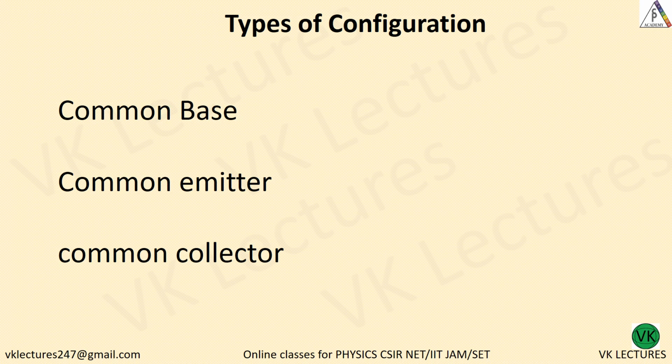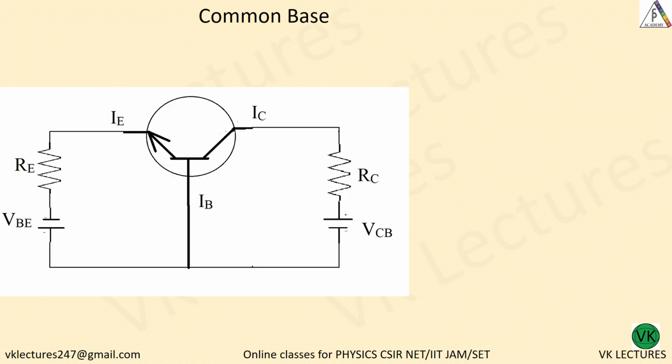Depending on the types of configurations, we have common base, common emitter and common collector configurations available for transistor working. So this is IB and IC also into this transistor. This is an NPN transistor. Okay, so we can start with our basic knowledge of current. IE is equal to IB plus IC.